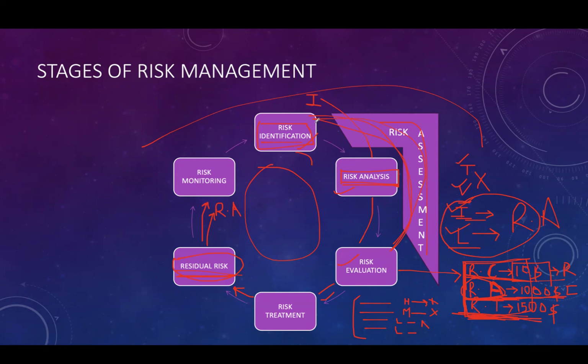Remember, risk assessment consists of three steps: risk identification, risk analysis, and risk evaluation. On the basis of that we do risk treatment and address the residual risk, and after that we have risk monitoring, which is a continuous process through risk registers. An organization has risk registers which show all the risks and help us monitor them, and this cycle goes on. I hope I am clear, and this helps clear your basic concepts of risk management.